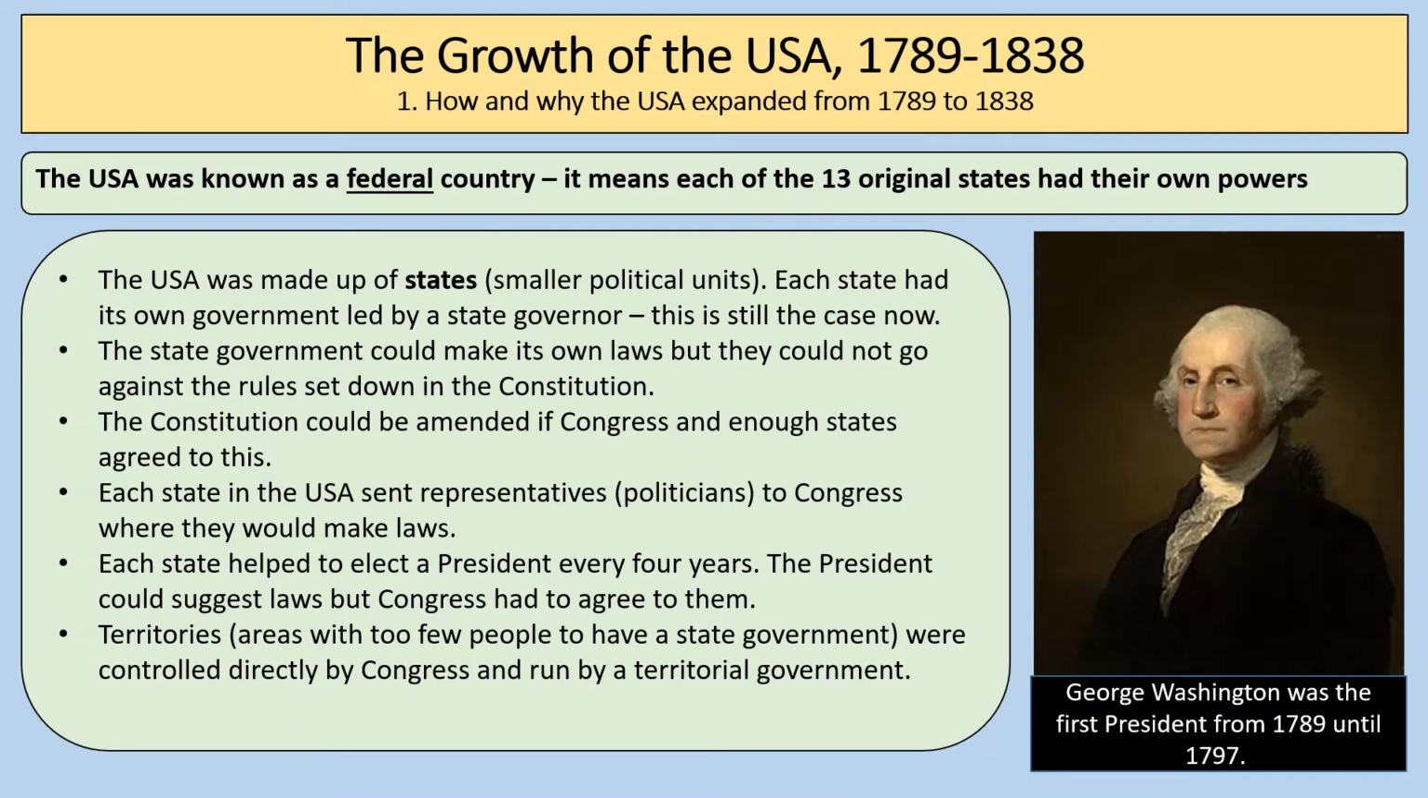Now, the USA was also known as a federal country, so that means that each of the different states, states like North Carolina and South Carolina, for example, each had their own powers. So the states were smaller political units, just like today in the United States of America, that's still the case. Each state had its own government, which was led by a state governor. The state government could make its own laws, but they could not go against the rules set down in the Constitution, and that's still the case today.